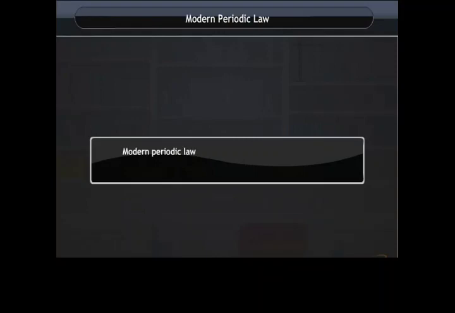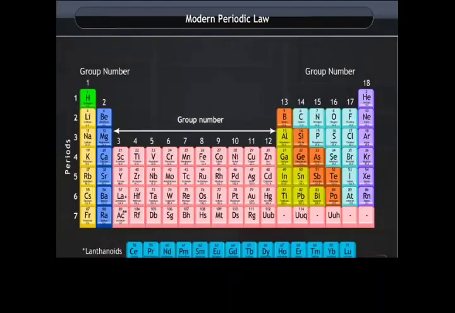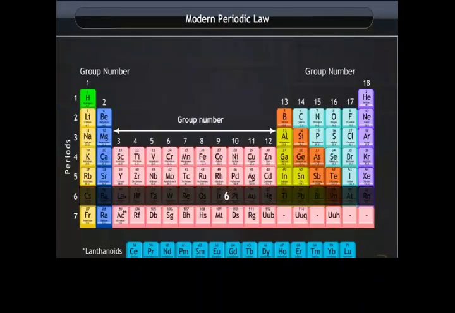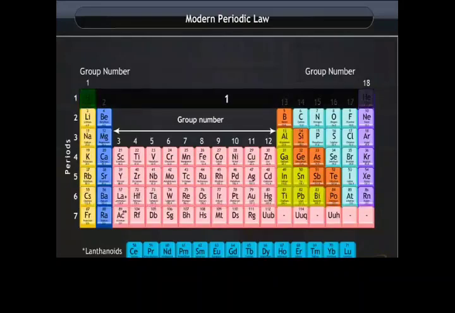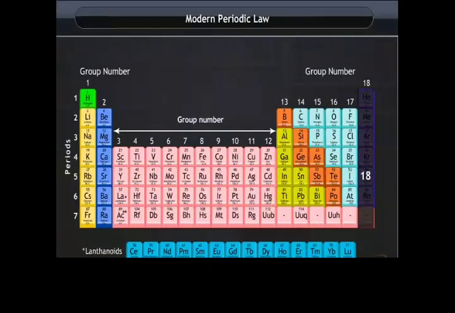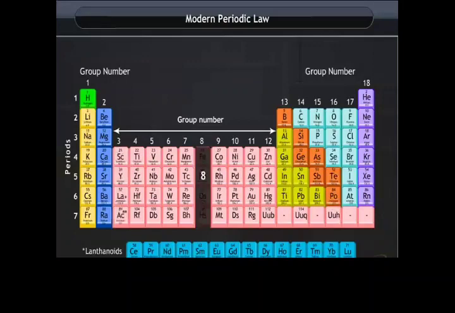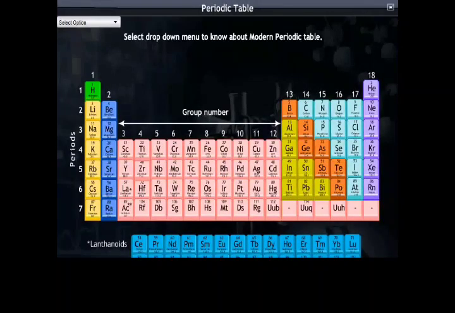Modern periodic law. Modern periodic law states that the properties of elements are periodic functions of their atomic numbers. Look at the modern periodic table. There are 7 horizontal rows called periods and 18 vertical rows of elements called groups. Select the drop-down menu to know the modern periodic table.